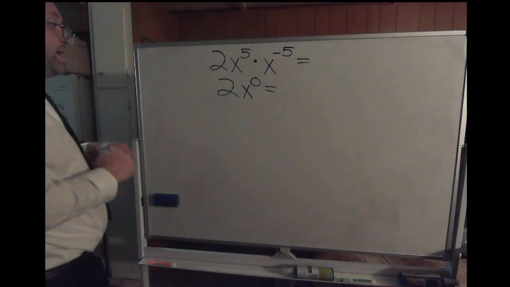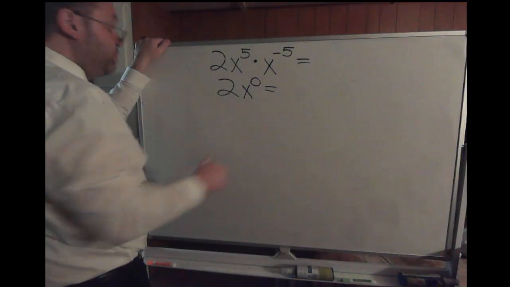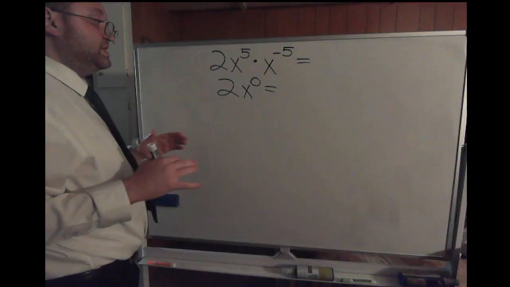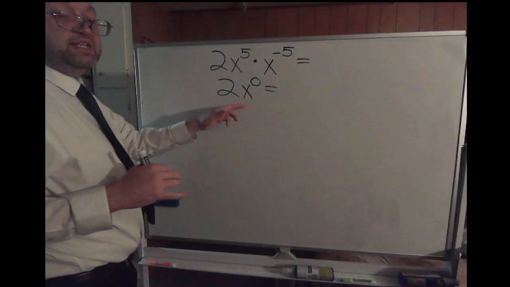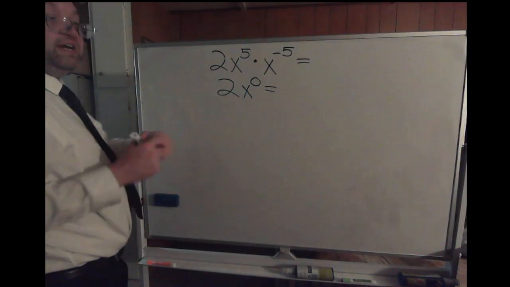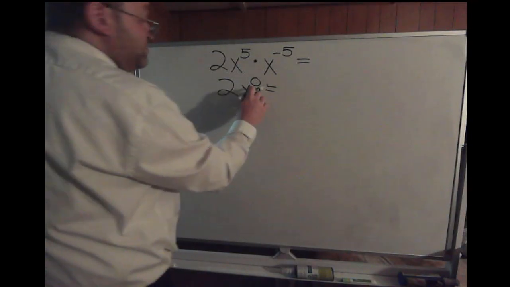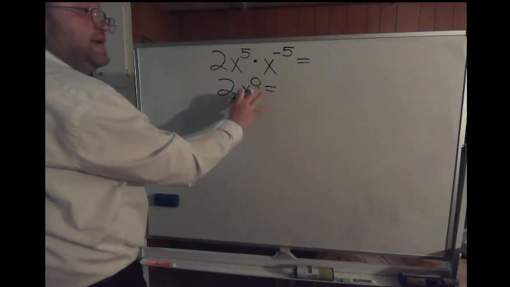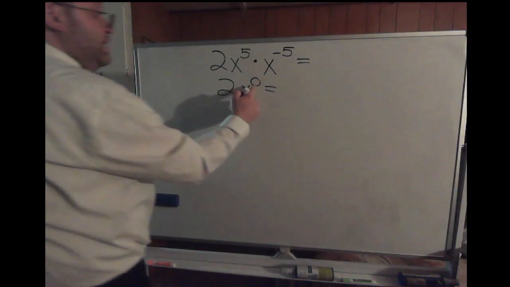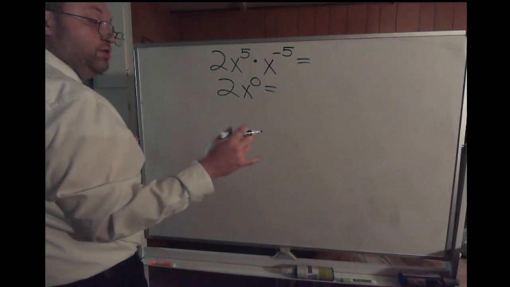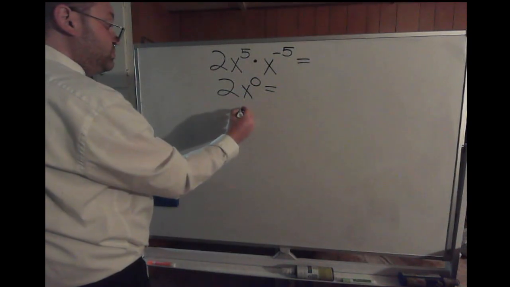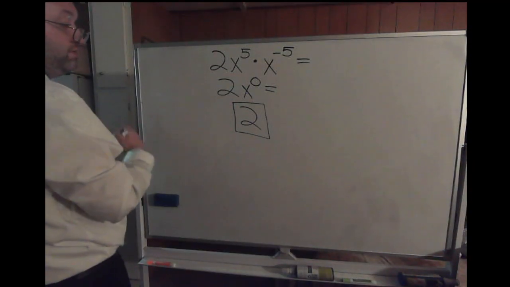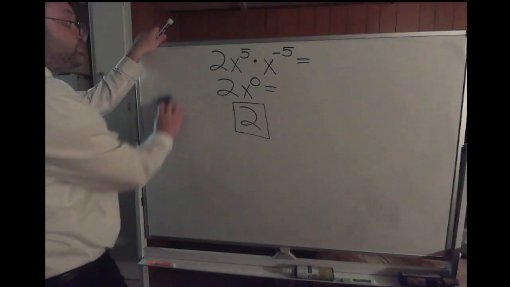Now we have 2x to the 0. For all intents and purposes, we're going to assume that x itself is not 0. This only works if x itself is not 0. If you had 0 to the 0 power, that would be undefined. But assuming it's not 0 and it's anything else, we know anything to the 0 power except for 0 is 1. So you just have 2 times 1, which would give you an answer of 2. That would be your final answer.